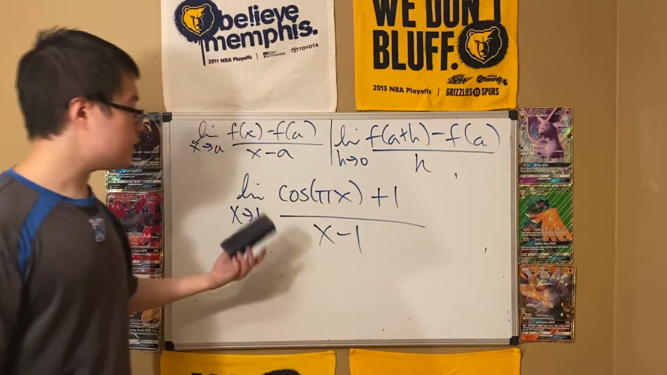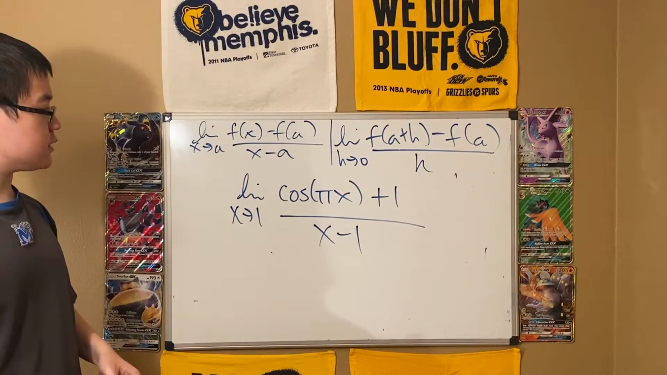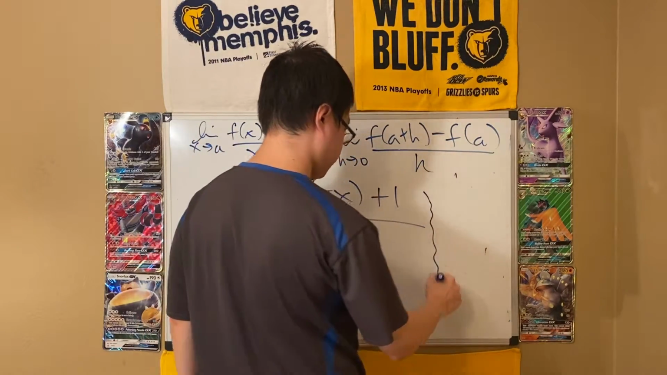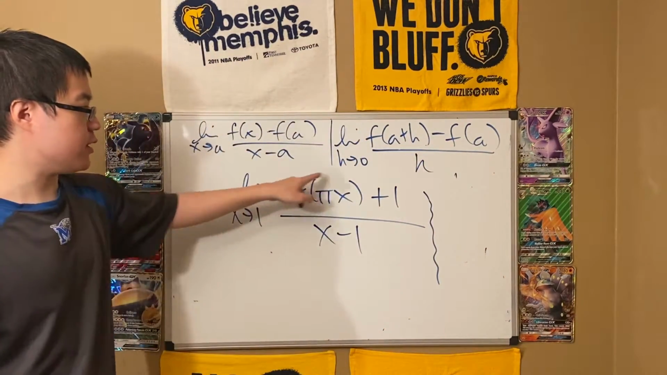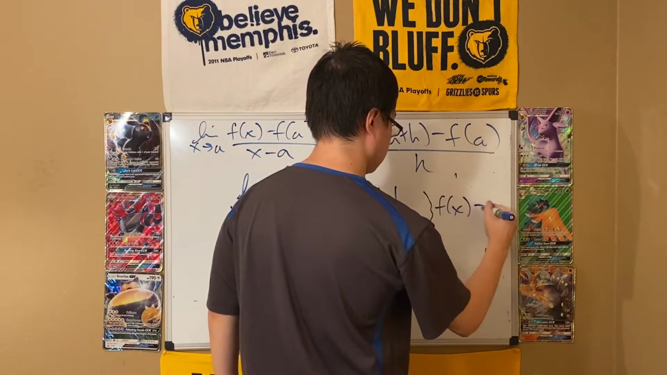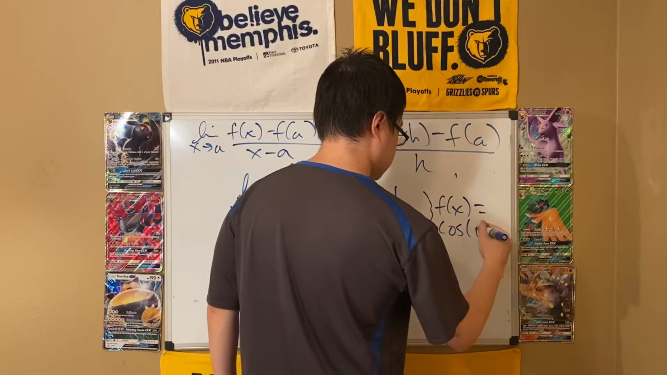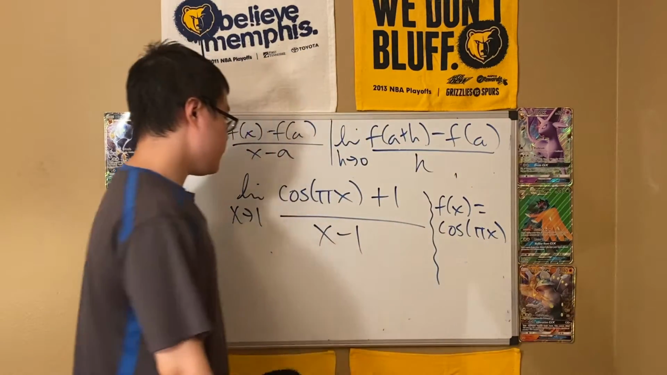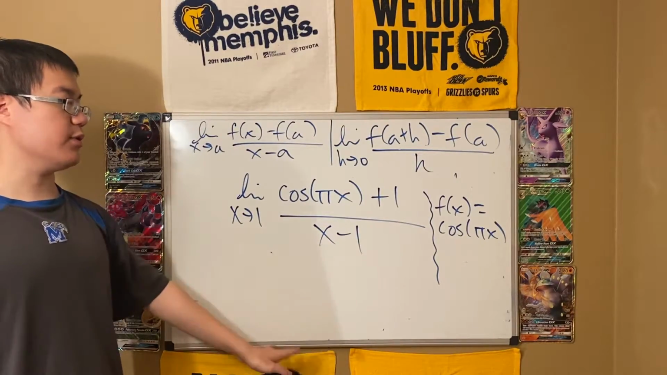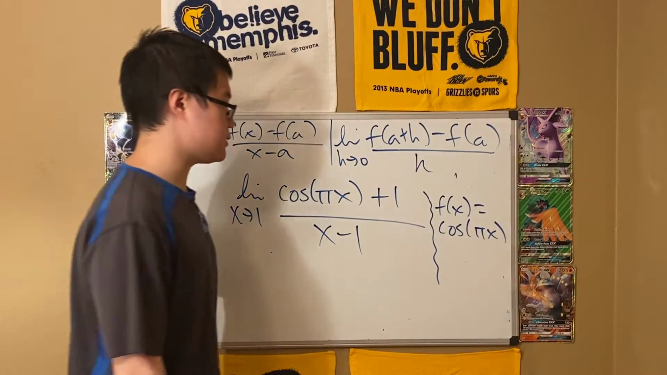So again, this is a non-H1, so it's going to be pretty easy, at least to identify. So we're going to identify on the side here. The function is just right here, cosine of pi x. So we'll write f of x equals cosine of pi x. And then the a, again, is also pretty easy. It's the number that x is approaching, or the number getting subtracted from x. So in both cases, it's 1.